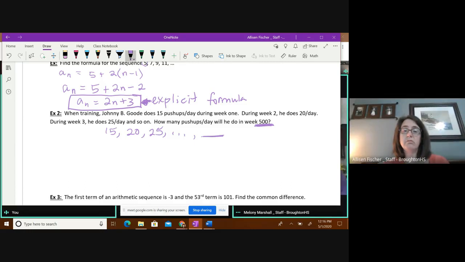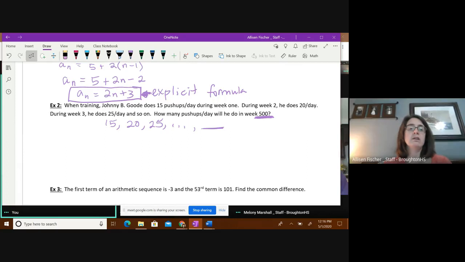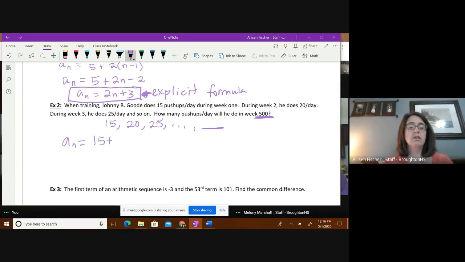Some people might try to do that, but that takes a lot of time. So what we want to do is we want to write the explicit formula and then substitute in 500 for that. So we're going to do that. We're going to do a sub n equals a1 plus the common difference, which is 5, times n minus 1. So we get 15 plus 5n minus 5. And so that's going to be 10 plus 5n. So that's your formula.